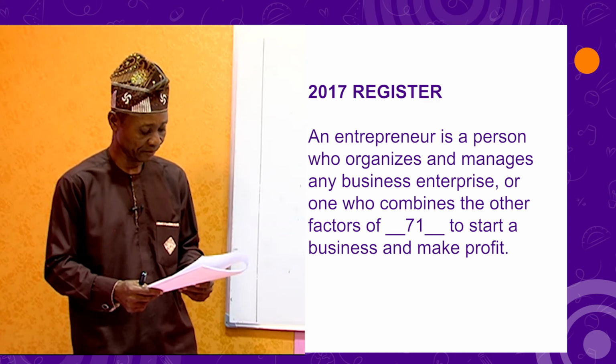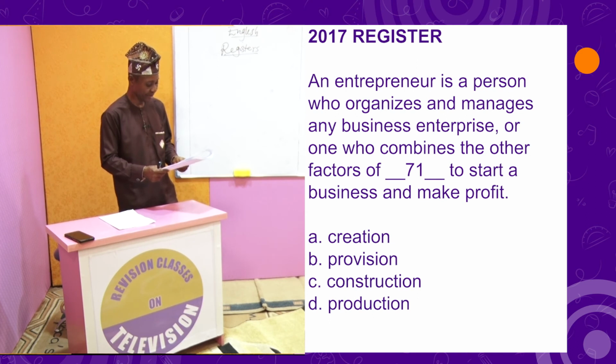Question 71. Options are A, creation. B, provision. C, construction. D, production. Production, which is option D, is the appropriate answer to that question.